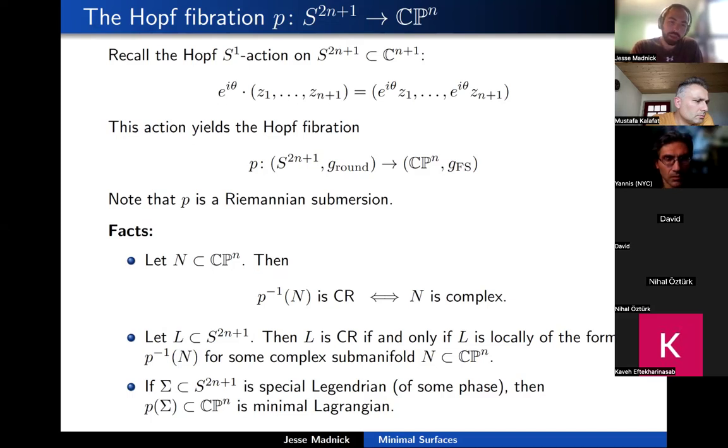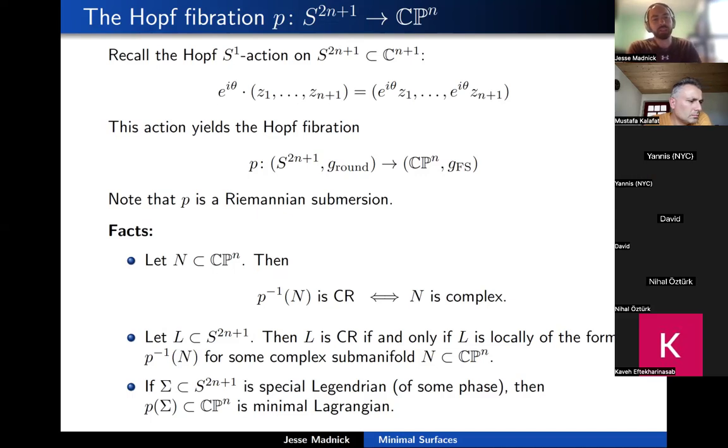Moreover, there's a local statement. If L is a submanifold in the odd dimensional sphere, then it's CR if and only if it's locally of that form. And finally, if sigma is special Legendrian of some phase, then its projection down to CPn is minimal Lagrangian.